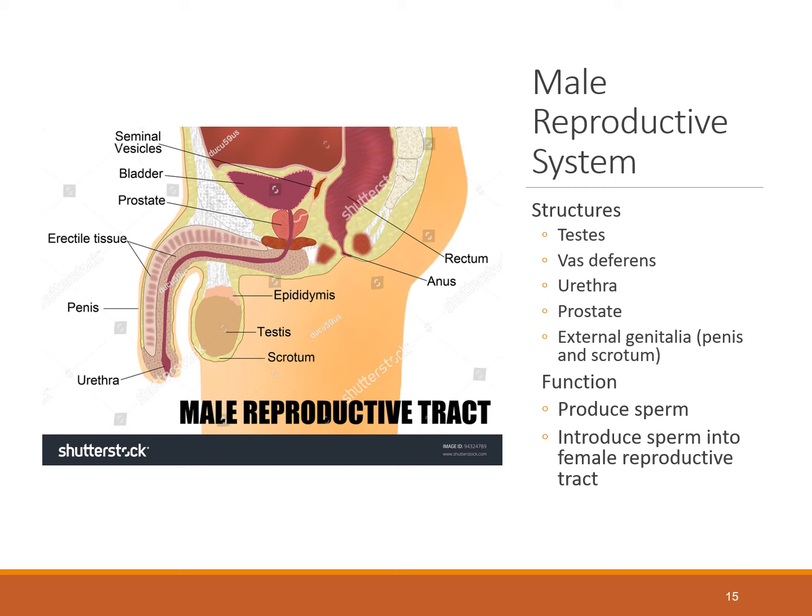The prostate and other glands, such as the seminal vesicles and the bulbourethral glands, all produce fluids that contribute to the semen. The semen is the liquid part that joins with the sperm, nourishes them and protects them during the reproductive process. The external genitalia consists of the penis and the scrotum. The function of the male reproductive system is to produce sperm and then to introduce sperm into the female reproductive tract for fertilization.